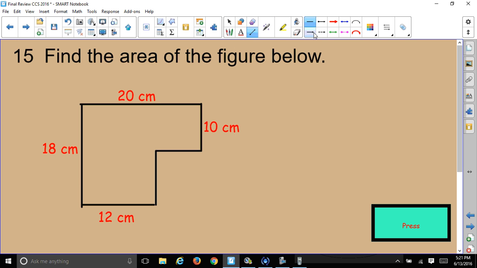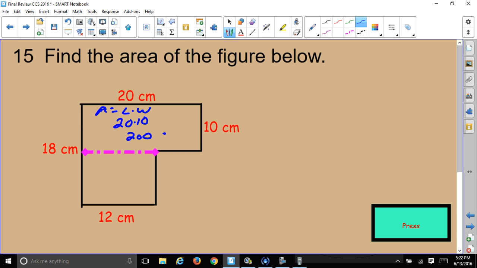If you remember my irregular figures area formulas, finding the area of irregular shapes, the first thing we did was cut it into shapes that we're familiar with. Like here, we're familiar with a rectangle. We can cut it into a rectangle this way, and then find the length, which is 20, times the width, which is 10, of just this top rectangle. So area equals length times width, 20 times 10, and that'll give me 200 square centimeters for this top rectangle.